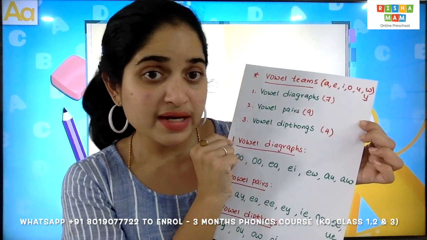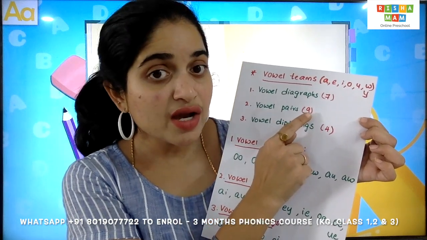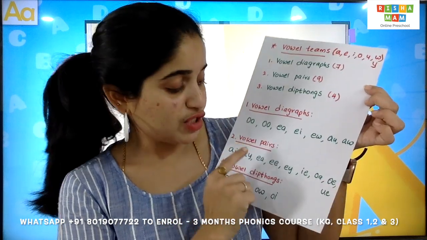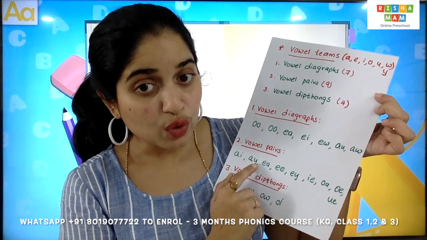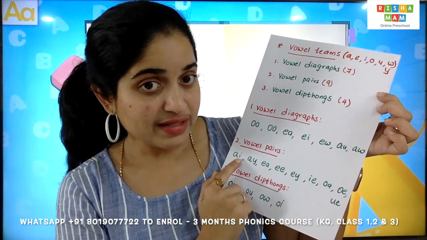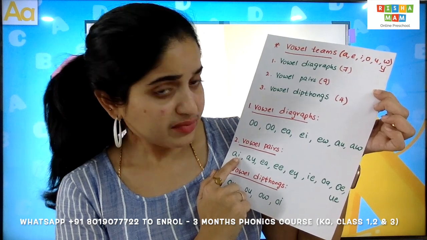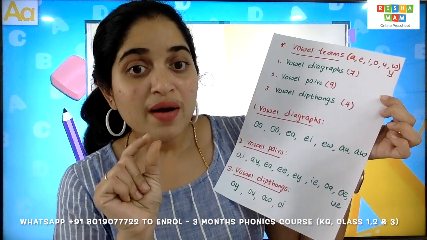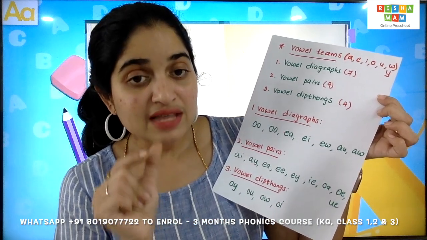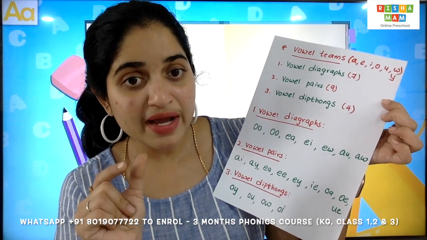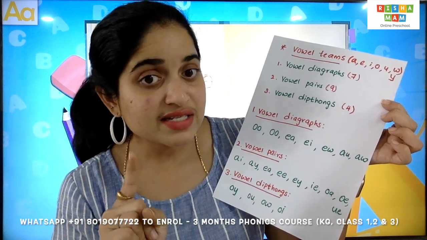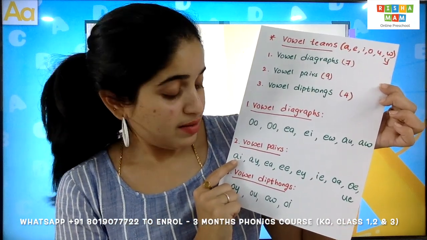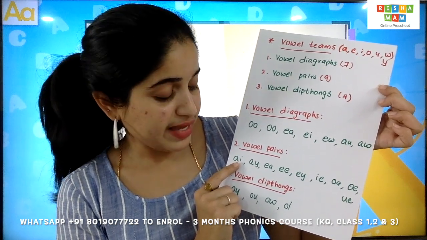How many vowel pairs do we have? We have 9 vowel pairs. Now, what are vowel pairs? So children, vowel pairs are those blends of vowels which sound the name of the first letter. When you mix 2 vowels, the sound produced by this vowel pair is the name of the first letter, not the sound. For example, what is the vowel pair sound of this A and I?